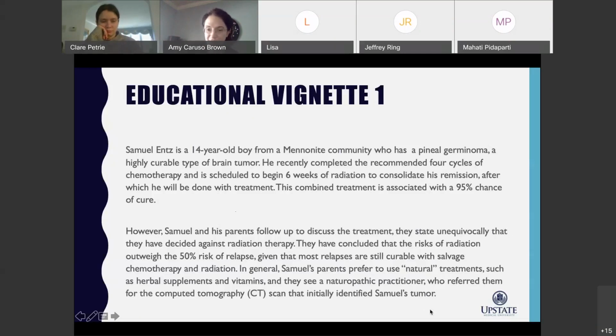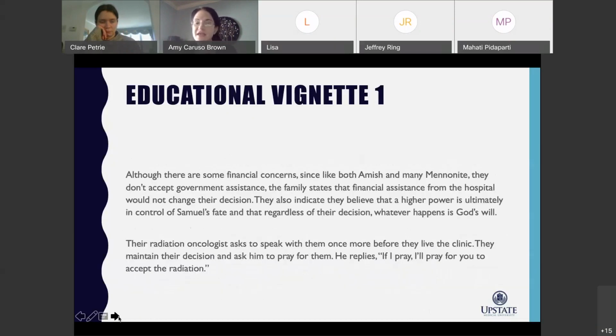They see a naturopathic practitioner who's actually the one who originally referred them for the CT scan that led to the tumor being diagnosed. Although they have some financial concerns, since both Amish and many Mennonite don't accept government assistance, they state that financial assistance wouldn't change their decision. They also indicate that they believe a higher power is ultimately in control of their son's fate, and regardless of their decision, whatever happens is God's will.